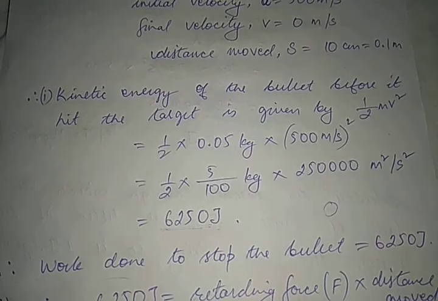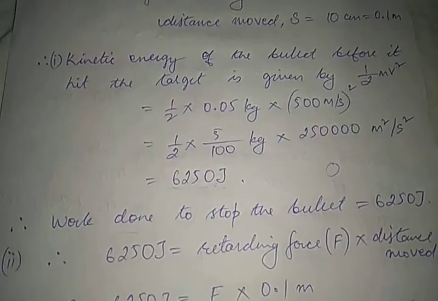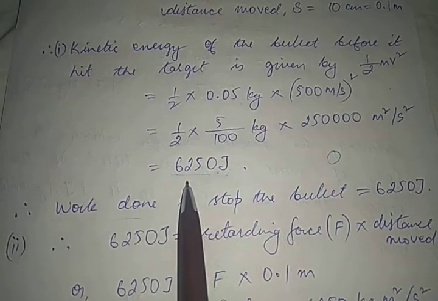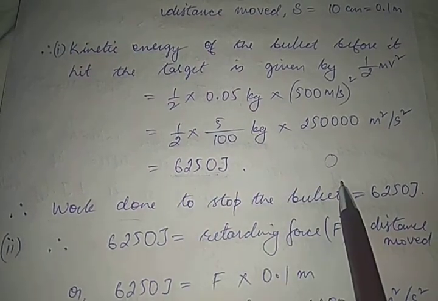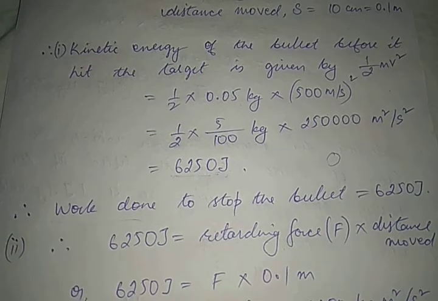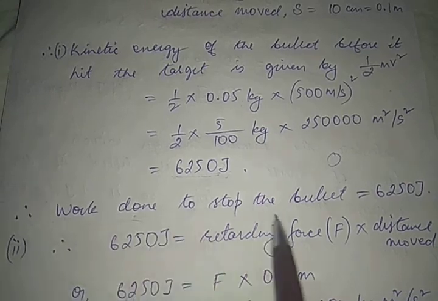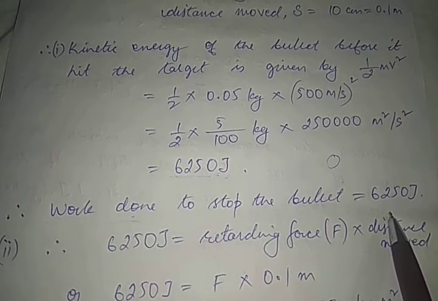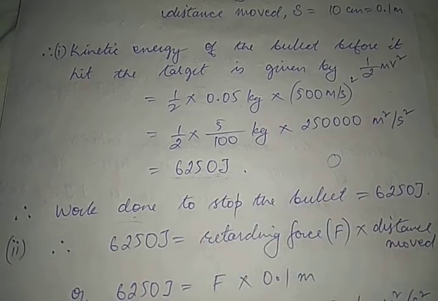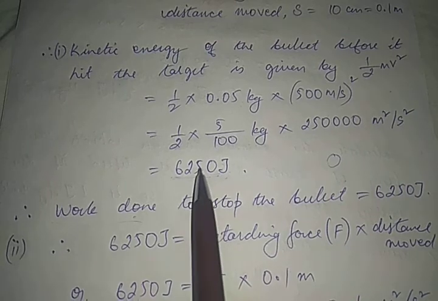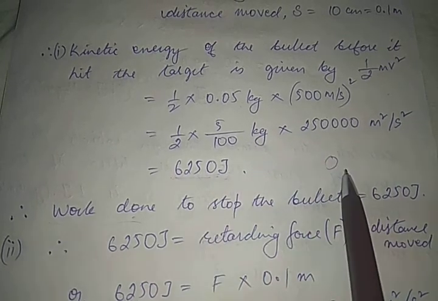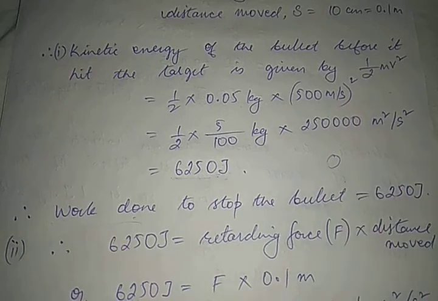Work had to be done, and work is being done by the still target. So the change in kinetic energy of the bullet from this value to 0 is brought about by work done by the still target, and the work done to stop the bullet therefore is this much. Again, work energy theorem over here, mind you. Because there is a change in kinetic energy from this value to this value, this change in kinetic energy has to be equal to the work done. So work done to stop the bullet is this much, remember.